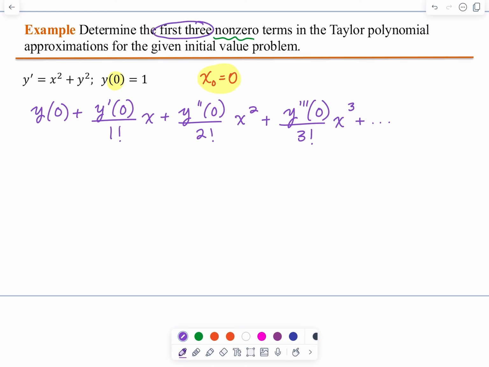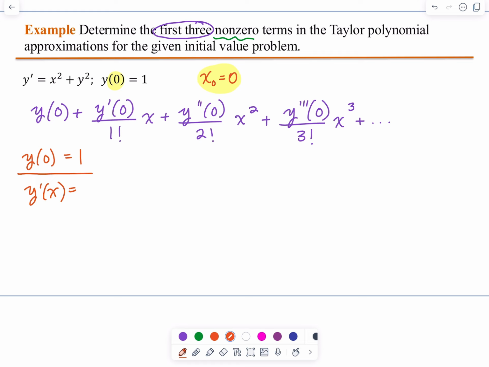So basically, we need to find some of these derivatives and then function values. Let's make sure we know y of 0 was given to be 1. Now we need to find y prime of x, and of course that's given to us right here.